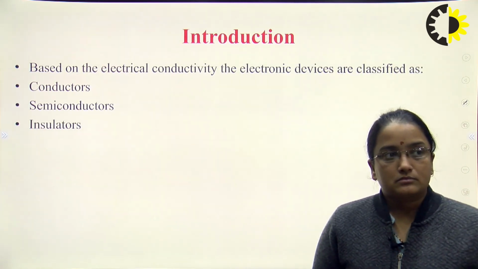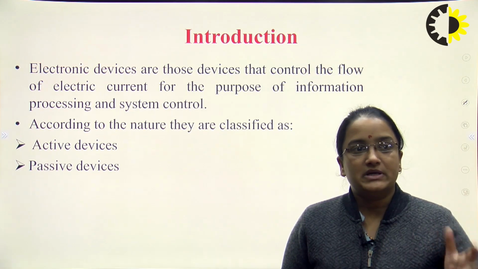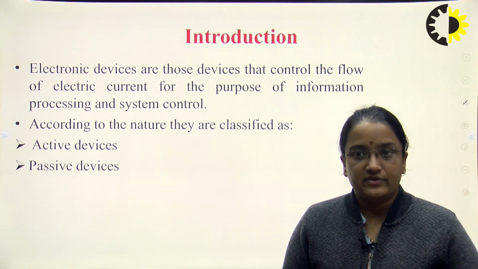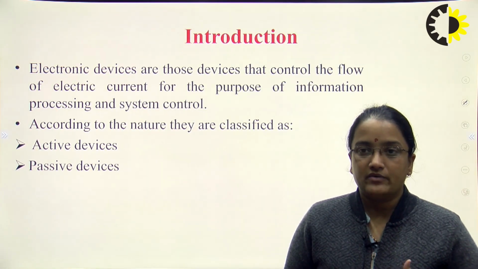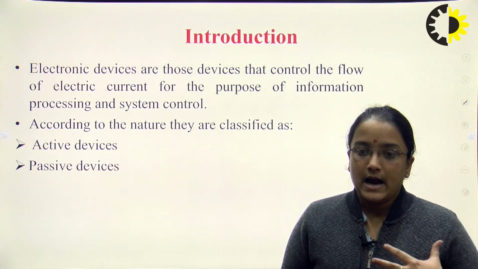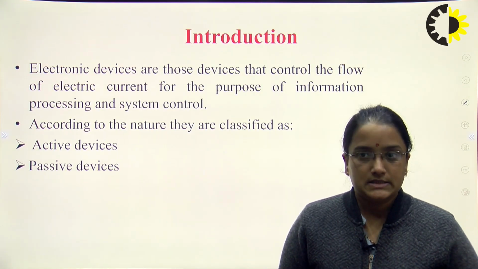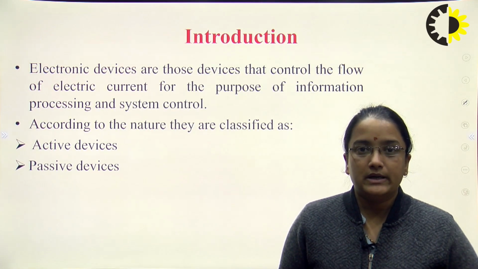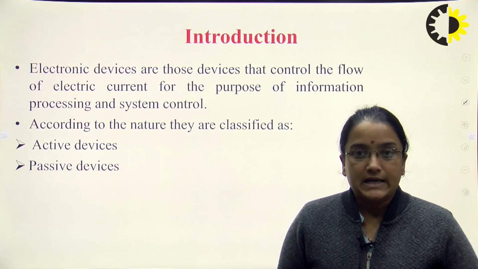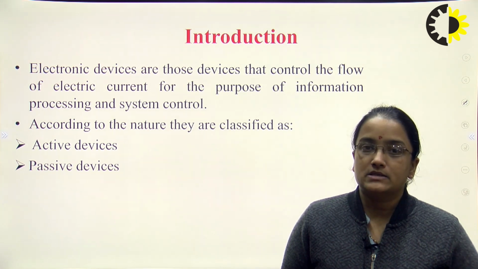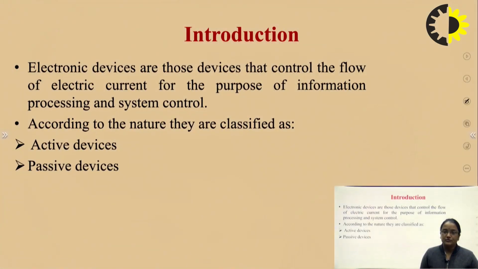First of all, according to their nature, we classify them as active and passive devices. So, what are active devices? Active devices are basically acting as a transmitter. That means they are providing energy to a particular circuit, so their role is that of a transmitter. Second, passive devices are those which are acting as a receiver. That means they are taking energy from a particular circuit, and their role is in the passive mode.